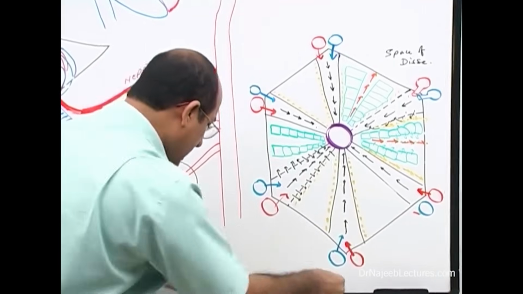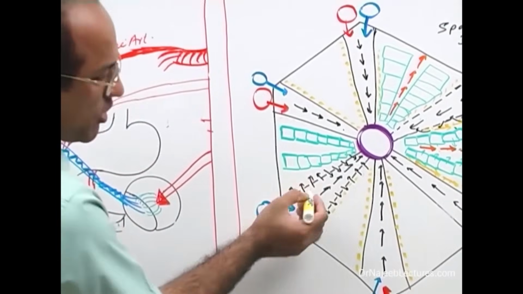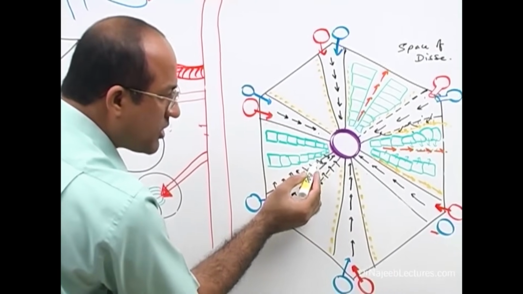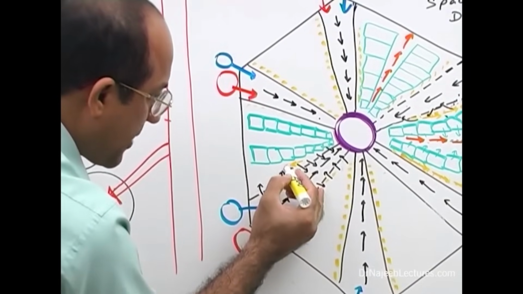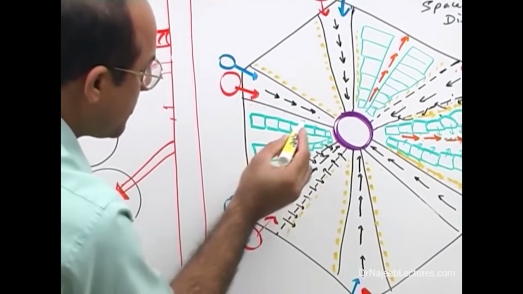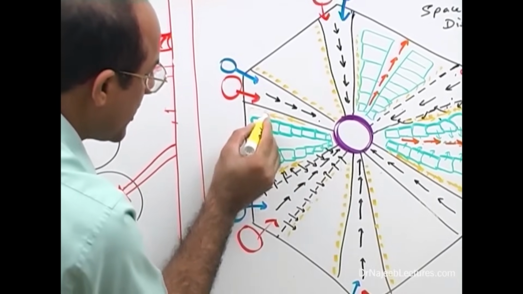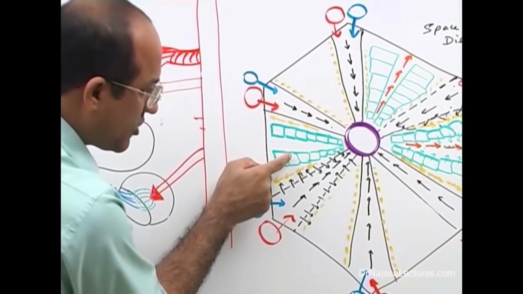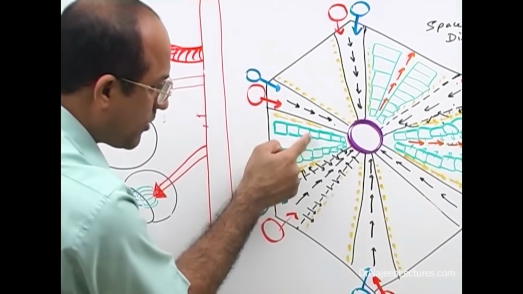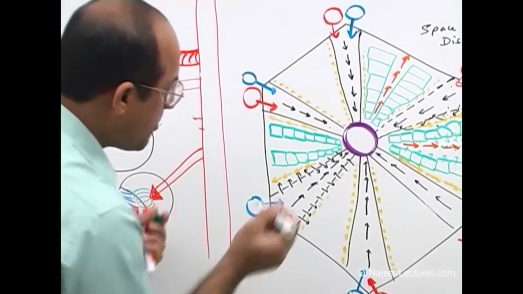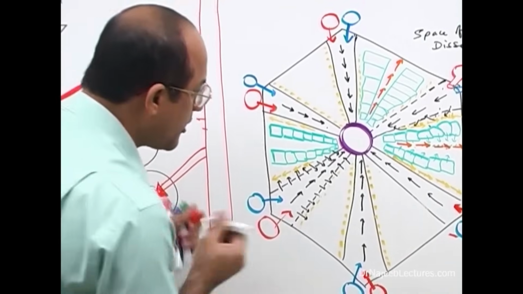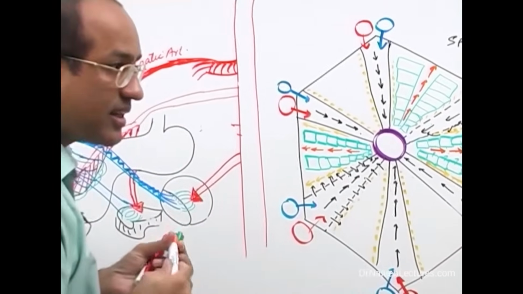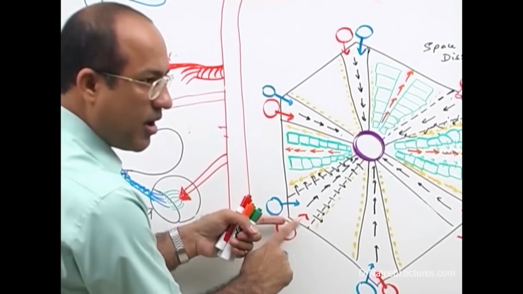But some extra amount of plasma fluid, most of it enters into the space of Disse and then goes back. But some which remains extra, which is not drained back into sinusoids, that will drain to the periphery and convert into lymph, right? So lymph is moving from the center to the periphery. Now, in between the hepatocytes are draining on this side, they are secreting on this side. What is the substance? Bile. And bile is moving from the center to the periphery, right?